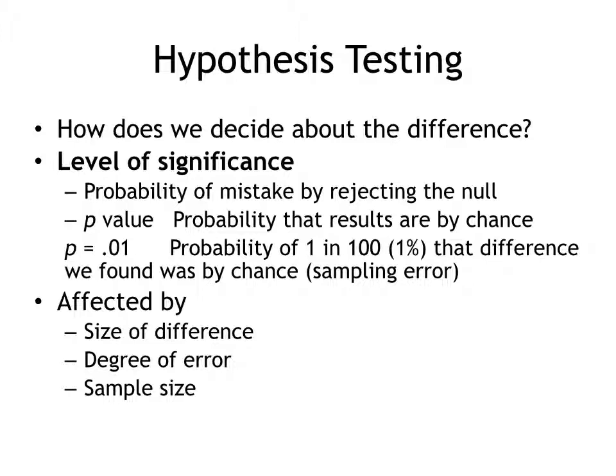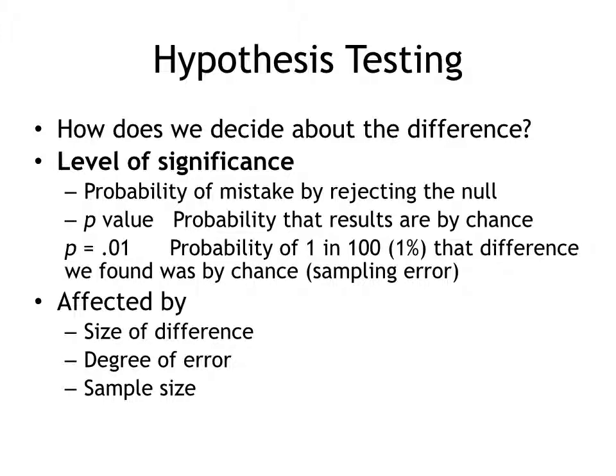Now, how do we decide about the difference between groups, or the strength of the relationship? We look at what's called the level of significance. And you do this before you do any analysis, you determine the level of significance. It's the probability of a mistake by rejecting the null. You say, I'm willing to accept the chance of making a mistake in bringing evidence to reject the null.